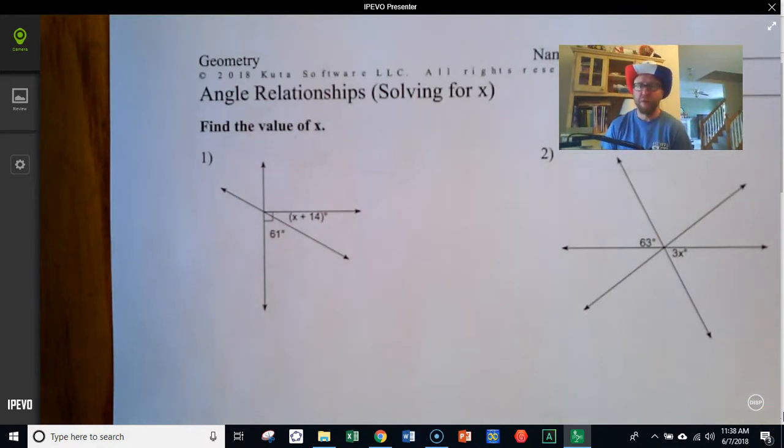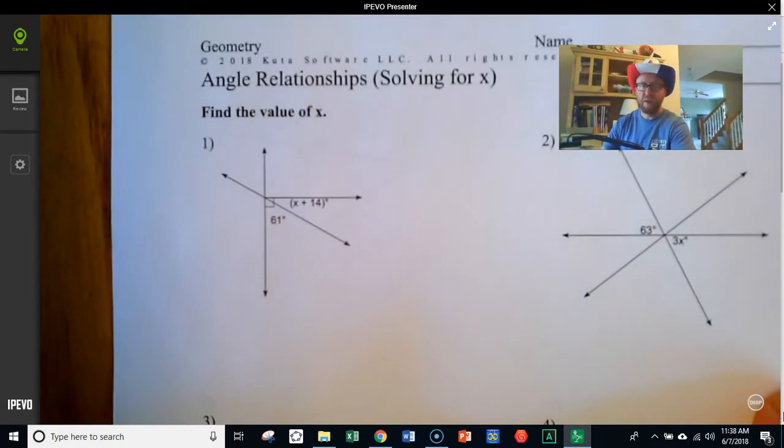Hey! All right. So we've been looking at angular relationships, or relationships between pairs of angles, I should say, and we've worked at identifying them, and we've used them to find an unknown angle. And now we're going to use these angle pair relationships to set up and solve equations. All right. So let's take a look here.